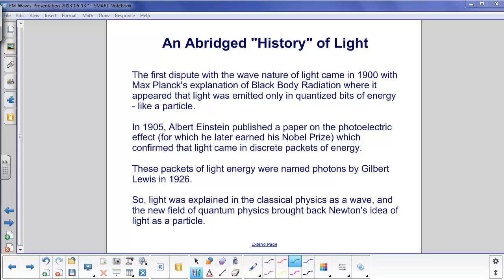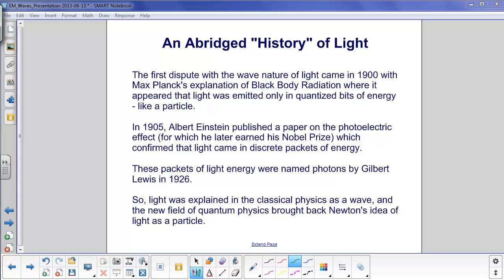Then in 1905, Albert Einstein published a paper on the photoelectric effect, and that's the one he earned his Nobel Prize for, not relativity. That also confirmed that light came in discrete packets of energy. A name for this was given by Gilbert Lewis in 1926. They were called photons. So we've basically come full circle.